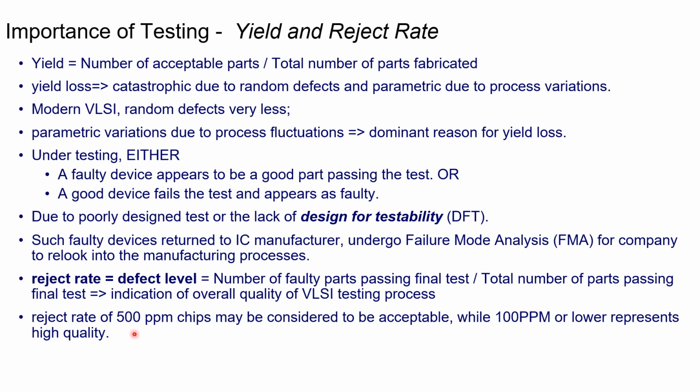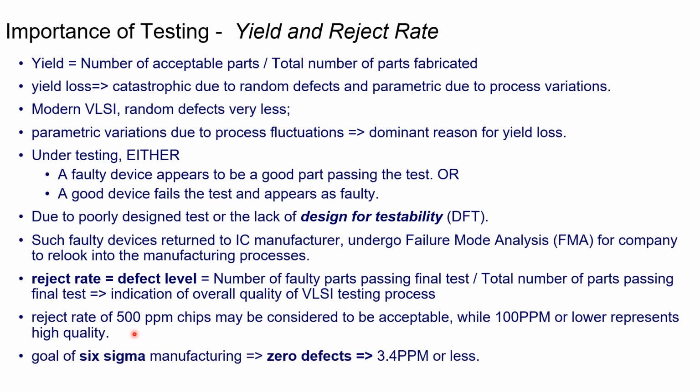A reject rate of 500 ppm may be considered acceptable in some applications, while 100 ppm or lower represents high quality in certain applications. It depends on your customer's needs and end product needs. What is your volume, your cost, your profit margin? It's basically business decisions. There is something called Six Sigma manufacturing. You can do a Google search or ask ChatGPT an appropriate question to understand what Sigma is. Pause the video and do a Google search.